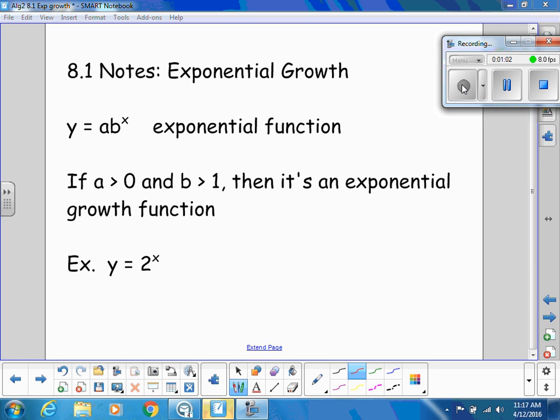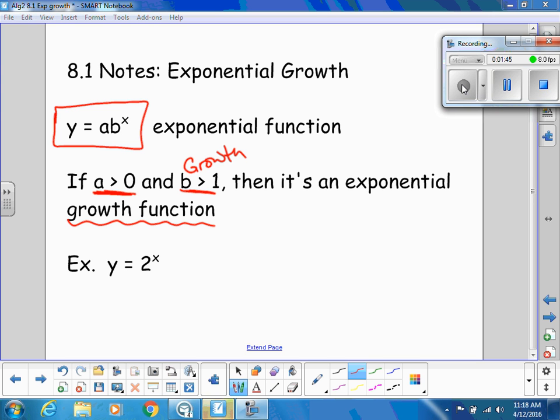So what I want you to focus on now is the format of it. So notice that I'm going to have this formula for my exponential function. And a and b are just numbers, okay? Now notice, a has to be greater than 0, okay? I'm not going to have anything with a negative there. And then b has to be greater than 1 in order for this to be a growth. Okay, then it's an exponential growth function. If a is negative, then that makes it decay. If b is smaller than 1, then it's decay, and we'll talk about that in the next video.